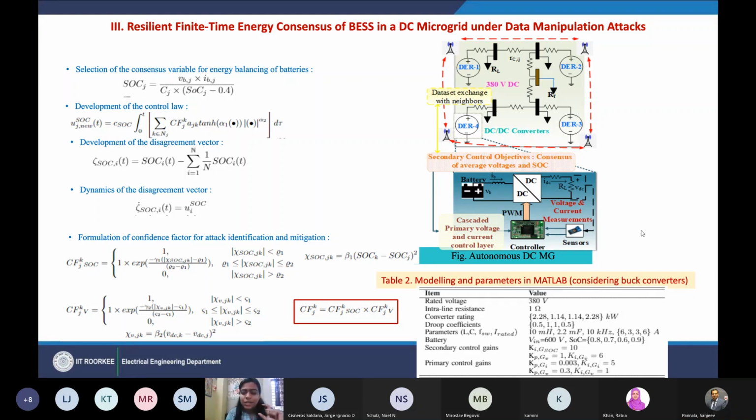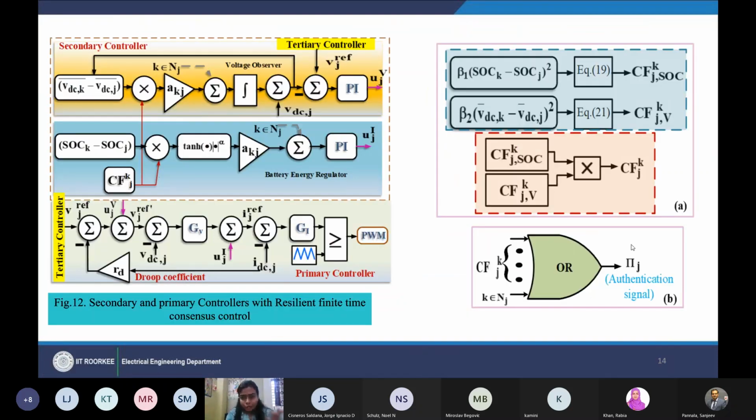Here the formulation of the attack detection is through confidence factors, as mentioned, CF for SOC and CF for voltage. Then we have multiplied those two factors to get an ultimate confidence factor for the data received at the jth terminal. So we can move ahead. These are the control equations governing the structure and the confidence factors. We can move ahead.